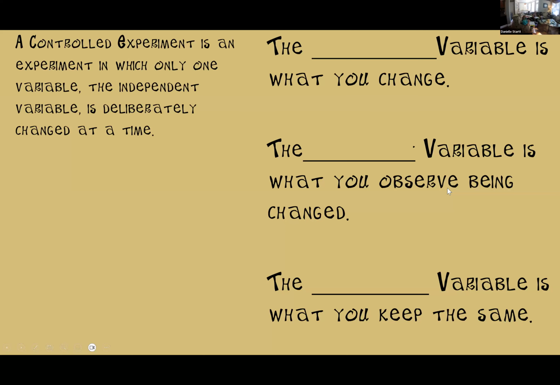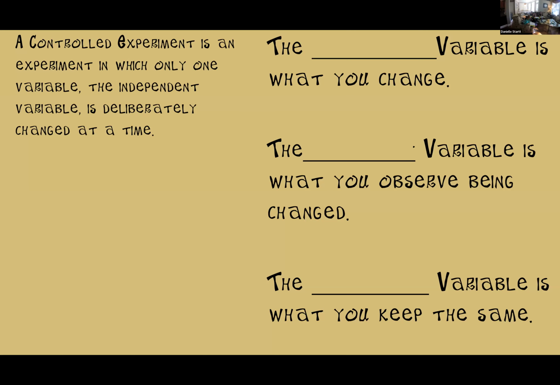So in a controlled experiment, it's an experiment in which only one variable, the independent variable, is changed at a time. And your controlled variables are everything that you're keeping the same. I think I said that backwards a minute ago. But anyway, what's the variable that you change?